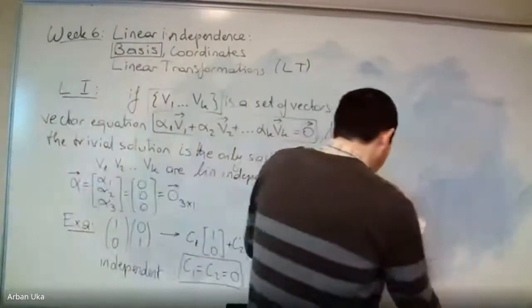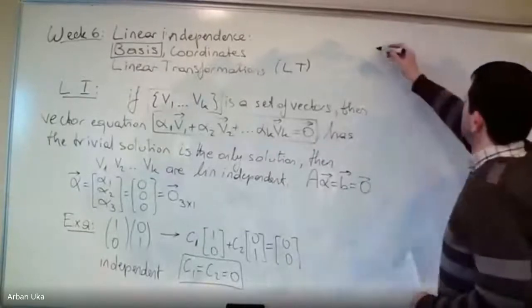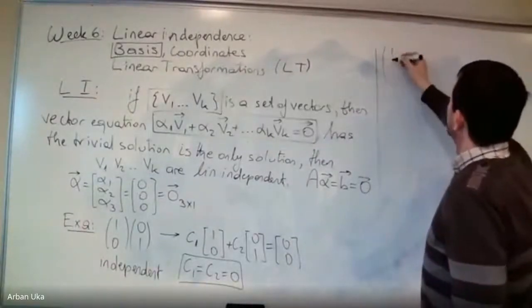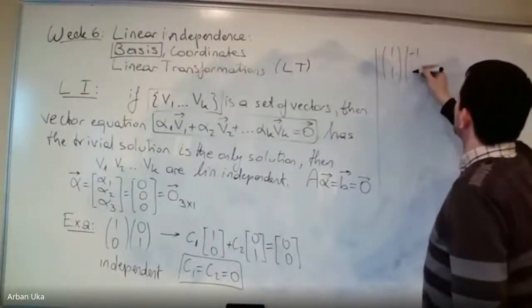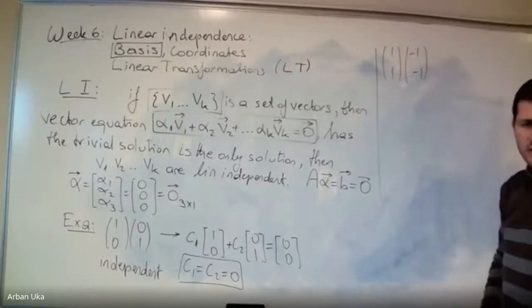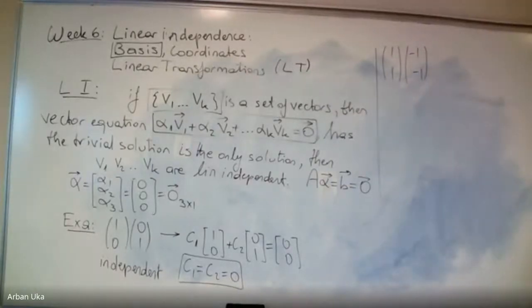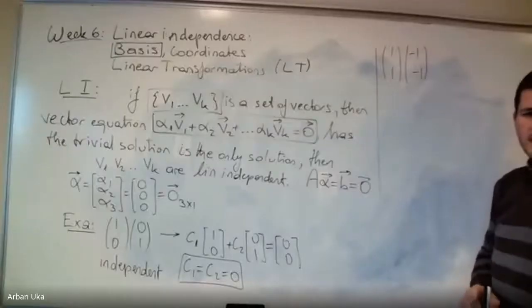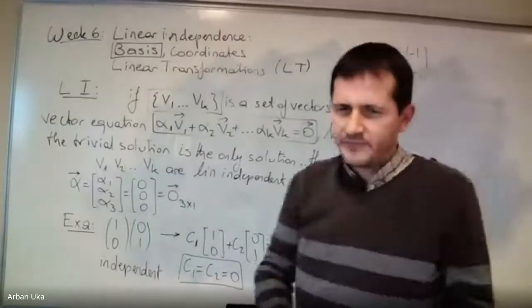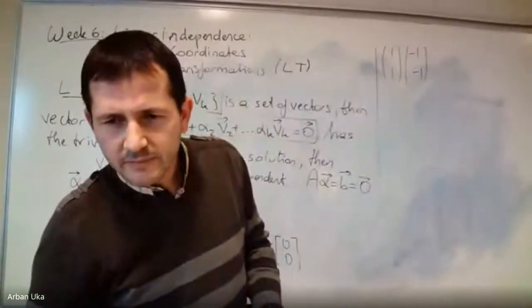And then what about this other pair of vectors, (1, 1) and (-1, -1)? Is this pair linearly dependent or independent? They're linearly dependent.